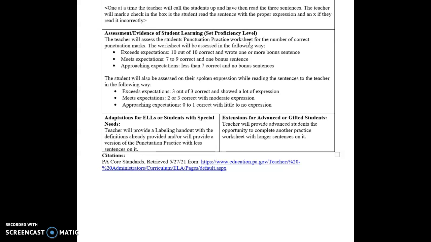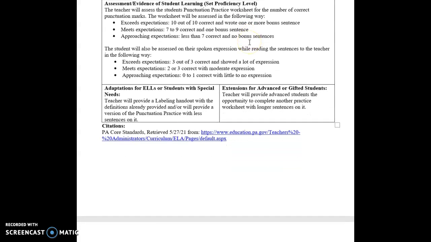They will also be assessed on their spoken expression while reading the sentences to the teacher in the following way. Exceeds expectation, 3 out of 3 correct, and showed a lot of expression. Meets expectation, 2 or 3 correct with moderate expression, and approaching expectations is 0 to 1 correct with little to no expression.